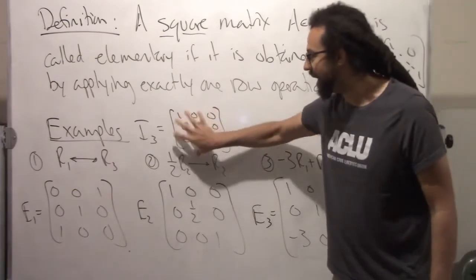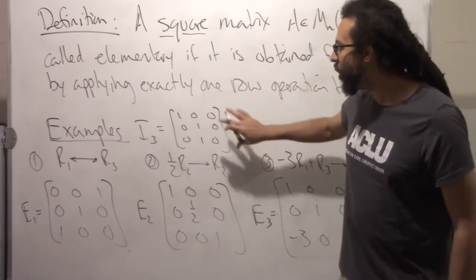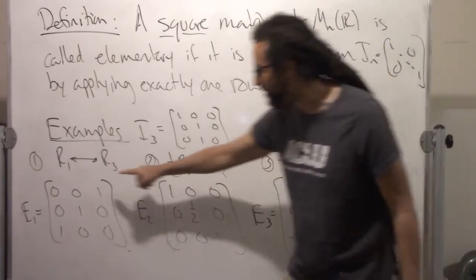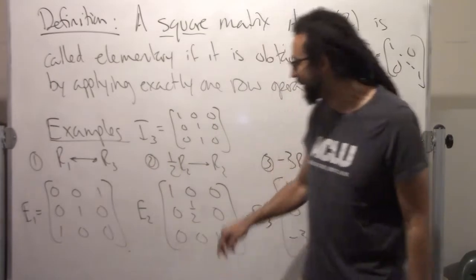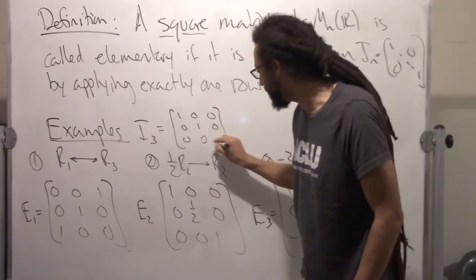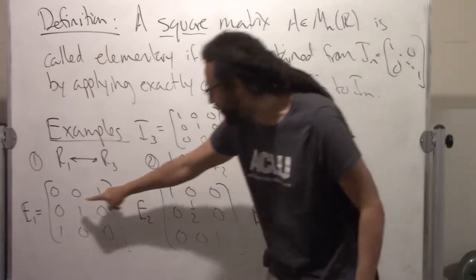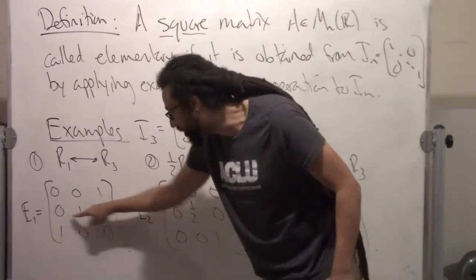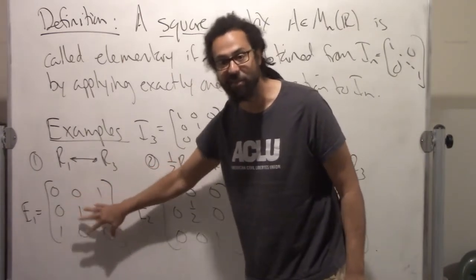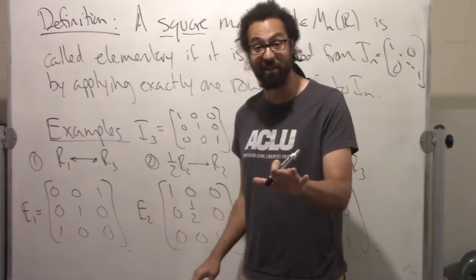So here's the identity matrix of size 3. This is the 3 by 3 identity matrix. One example of an elementary matrix is to interchange rows 1 and 3. So we will do that to the identity matrix. We will interchange the rows 1 and 3 of the identity matrix. So here's row 3. Here's row 1, and we didn't do anything to row 2. So this is an example of a 3 by 3 elementary matrix, and what does it do? It interchanges row 1 and row 3. We'll see this in an example in a bit.